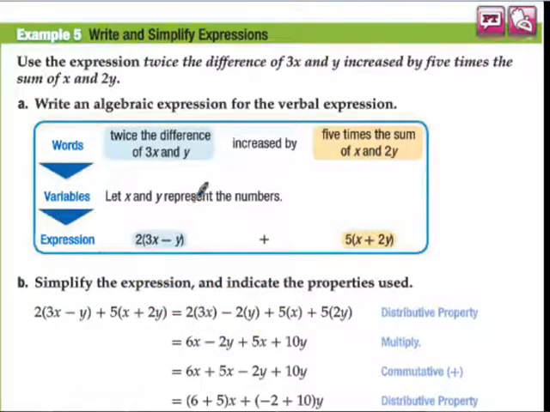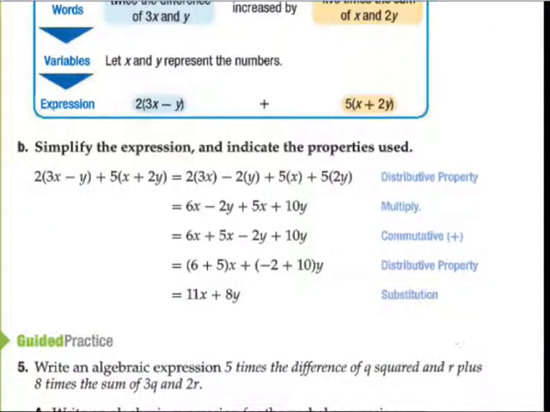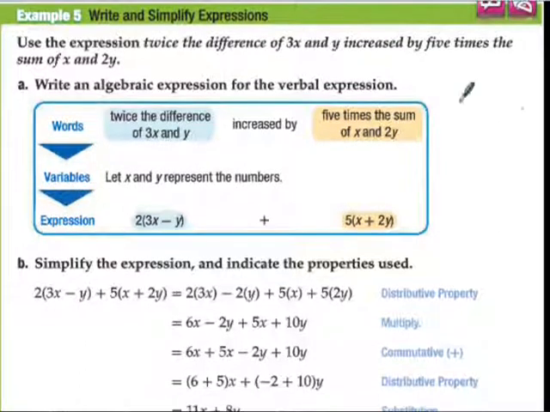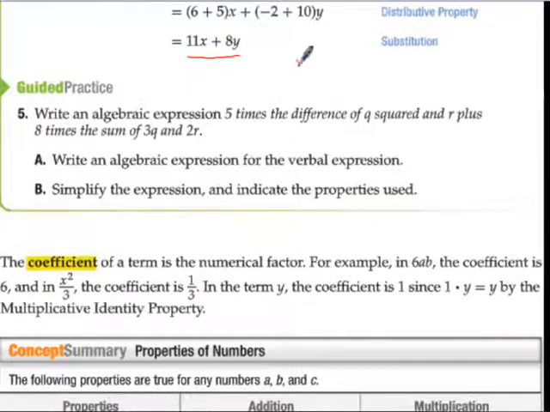One more example here to write and simplify expressions. Oops, sorry, too fast, too far there. So use the expression twice the difference of 3x and y increased by 5 times the sum of 2x and y, and then we're going to simplify that expression. So we have to take from the words, write it out like they've done here, and then we're going to work our way down and get the simplest term possible. So let's take a look.